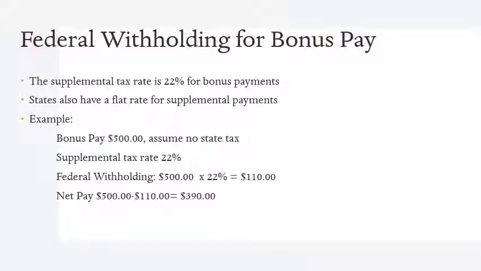The federal supplemental tax rate is 22%. So his federal withholding tax will be his $500 bonus times 22%, which equals $110. That is the amount of federal tax that is coming out of his bonus check. To calculate the net pay, you just take the $500 gross and subtract his federal withholding, and that equals a net pay of $390. You just have to remember that there is this supplemental rate to calculate bonus payments.